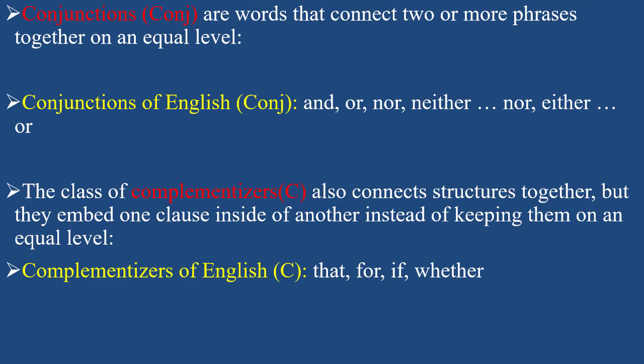And then we have conjunctions. These are words that connect two or more phrases together on an equal level.